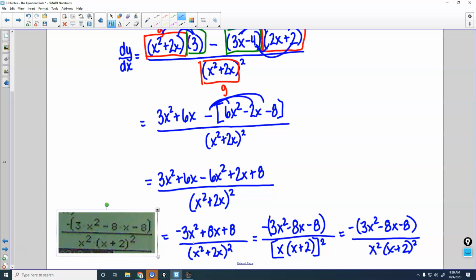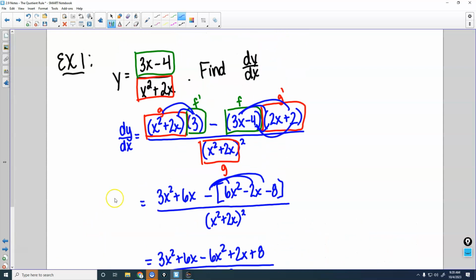The difference is how they gave you the problem in the beginning. They gave you a y equals here, so you are finding the derivative of y, which means the derivative of that equation with respect to x. If they write it like this, they would not have the y equals.